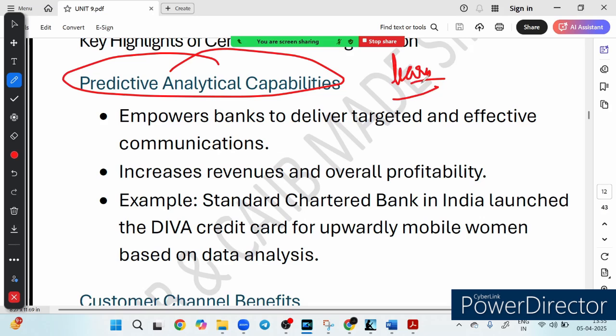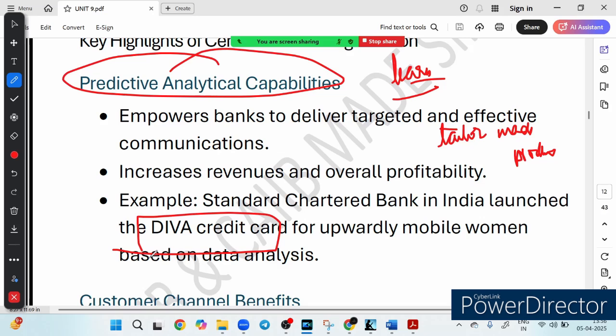So a centralized system, using customer behavior and data, means the bank can offer tailor-made products. For example, Standard Chartered India launched the Diva credit card. This credit card was launched for working women based entirely on analytics. So you can see they are learning.